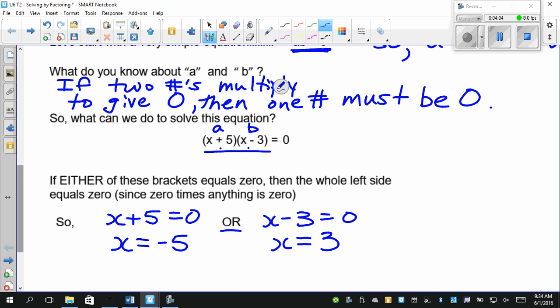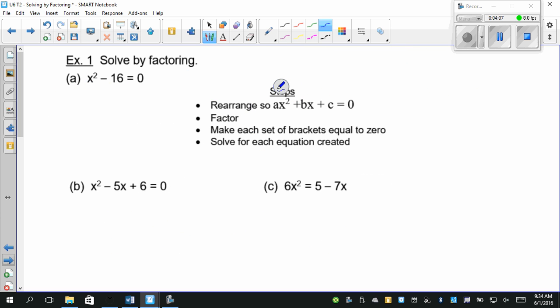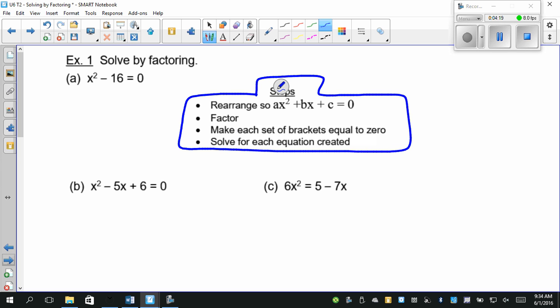Okay, so let's take a look at some actual examples here. We'll do the factoring as well for our first step. Here's a list of our steps again. First, we need to make sure it's rearranged, and in A, everything's over on the left side equal to 0, so that's fine. Now we need to factor. If you remember back to your factoring, this is a difference of squares. We've got 2 terms and they're both perfect squares. So if we factor that, we get x plus 4, x minus 4 equals 0. That's the factoring step.